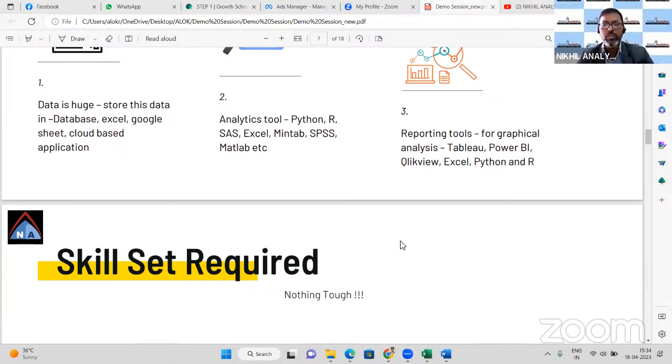These tools we have understood. We have understood the task as well. Next is to learn these tools to make a career in these industries. What skill set is needed for me?